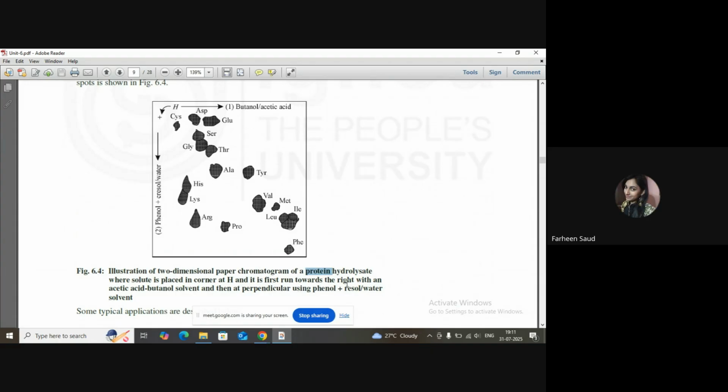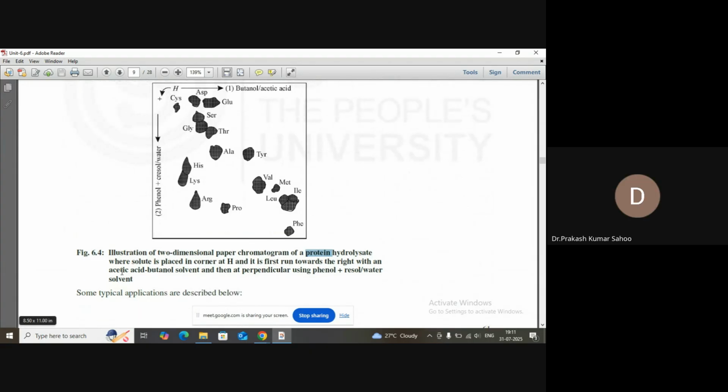Okay. So this is the different spots of the different amino acids present in protein, different types of protein. Here acetic acid and butanol are used as the stationary phase solvent, and phenol with resorcinol and water are used as the mobile phase solvent. Okay, thank you, sir.